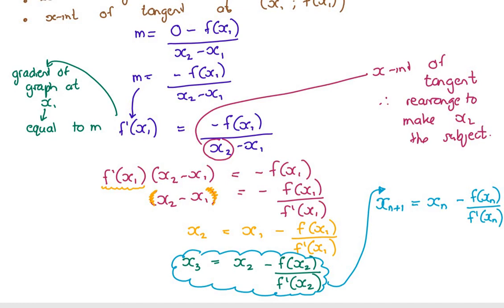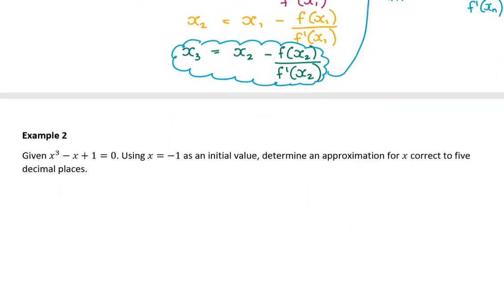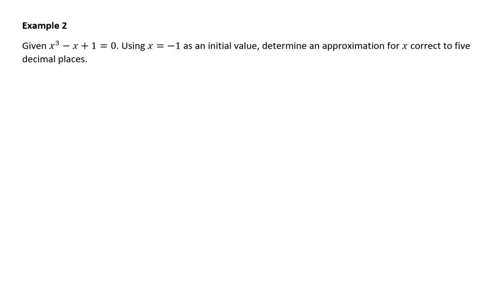Okay, now equally important as to this wonderful formula is to understand, okay, so what does this actually look like? So let's look at a couple of examples. First example says, given x cubed minus x plus 1 equals 0. So as you can see, that's a cubic equation. I'm pretty sure that we could work this out without Newton-Raphson, but we're using a situation we're familiar with to try and practice. Using x equals negative 1 as an initial value, determine an approximation for x correct to 5 decimal places.